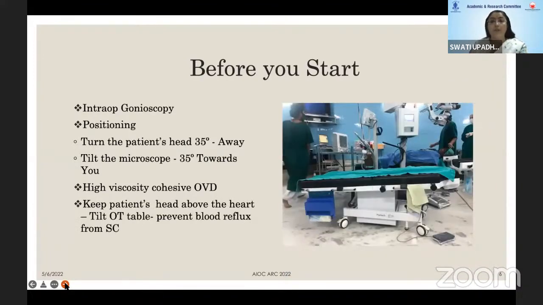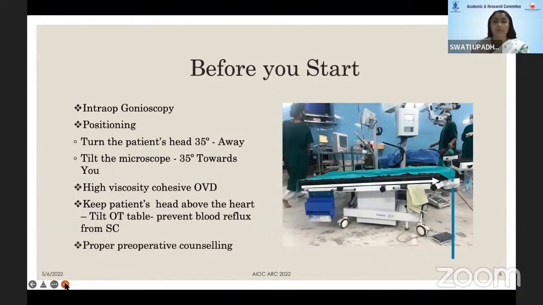Now the patient positioning, the table positioning, is very important. You should have the table in a slanting reverse Trendelenburg position, so that the head of the patient is above the heart level. So tilt the OT table so that the head end gets elevated. How will this help? It will prevent blood reflux from the Schlemm's canal. So this is the way we should keep our OT table. Also, preoperative counseling is very, very important, because more than 50% of the patients might have hyphema.